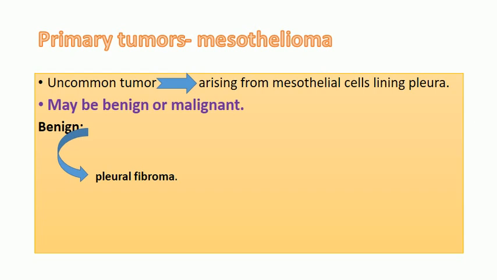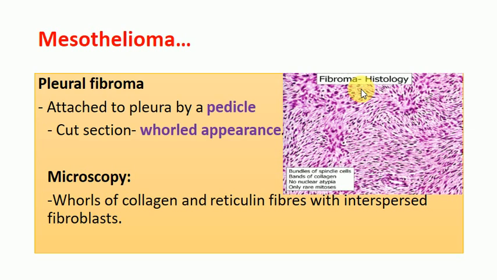Let's also note that mesothelioma can be either benign or malignant. If it's benign, it's sometimes called pleurofibroma. What is a pleurofibroma? This is the histology of a pleurofibroma. It means a benign mesothelioma that remains attached to the pleura by a pedicle. Once you cut it in section, you see a whorled appearance.